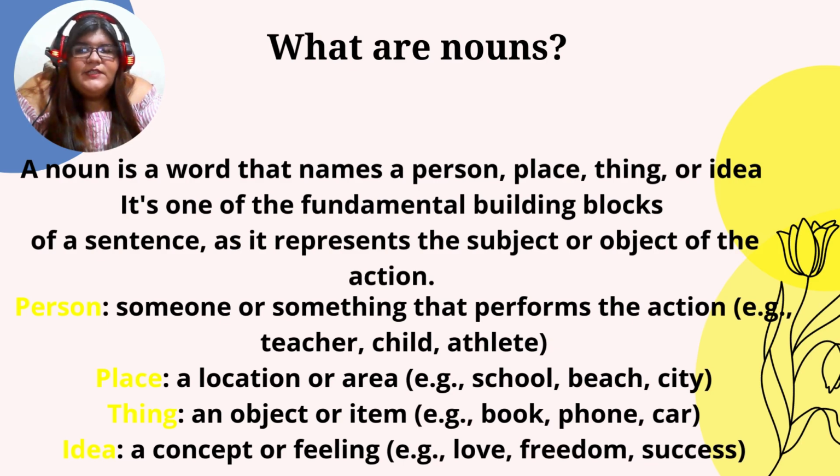So, do you remember that I told you that a noun can be a person, any person with any profession, like a pilot, a teacher? Then we have place, a location or area. For example, a school, beach, and city. Then we have the thing, an object or item: book, phone, or car. Idea, a concept or feeling, for example, love, freedom, and success.